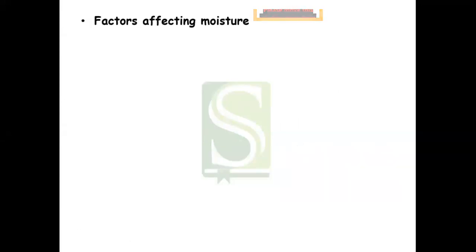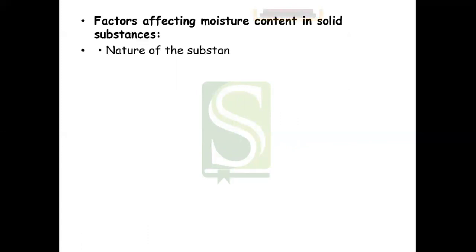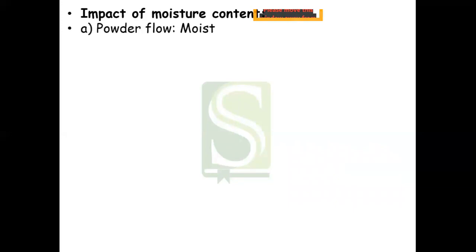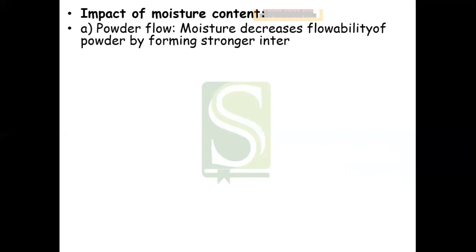The factors which affect the moisture content in solid substances are the nature of the substance, whether it can hold water more firmly or not, then the degree of its fragmentation, the solution in which the substance is formed, ambient humidity, and temperature. So these are the factors which affect the moisture content. Now let us see what is the impact of moisture content, or why do we need to study the moisture content. The presence of moisture in a solid is going to affect many properties of the solid. The first property is the powder flow.